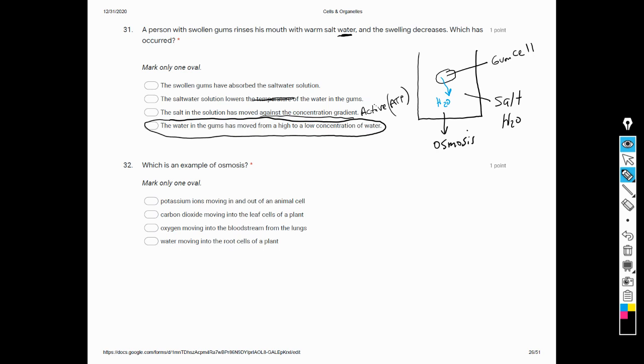32, which is an example of osmosis. So again, with osmosis, we want to think about the movement of water. The first answer choice says potassium ions moving in and out of a cell. That's not water. Carbon dioxide moving into the leaves of a plant. Carbon dioxide is not water. Oxygen moving into the bloodstream of the lungs. Oxygen is not water. Last but not least, water moving into the root cells of a plant. That is osmosis.